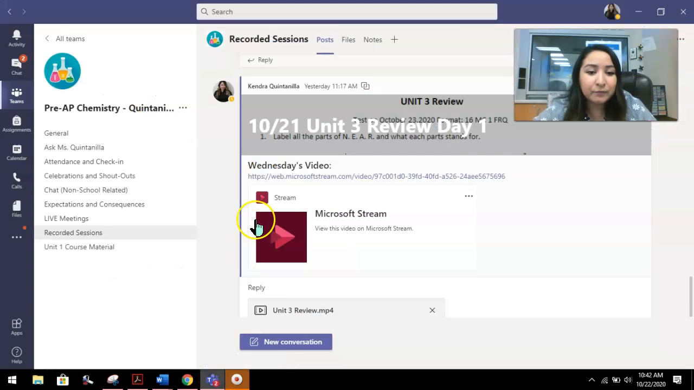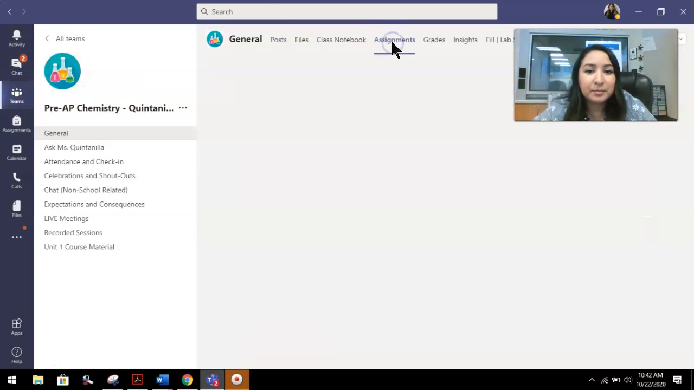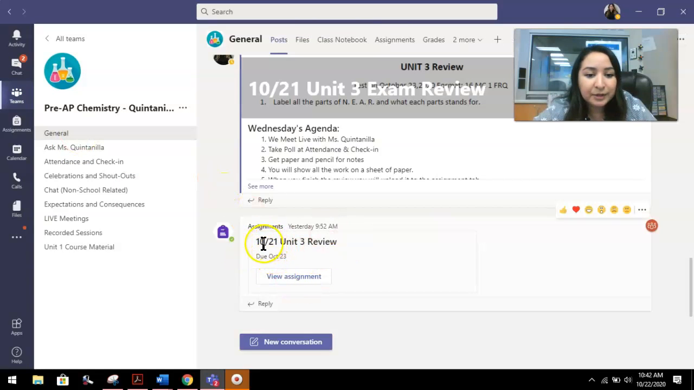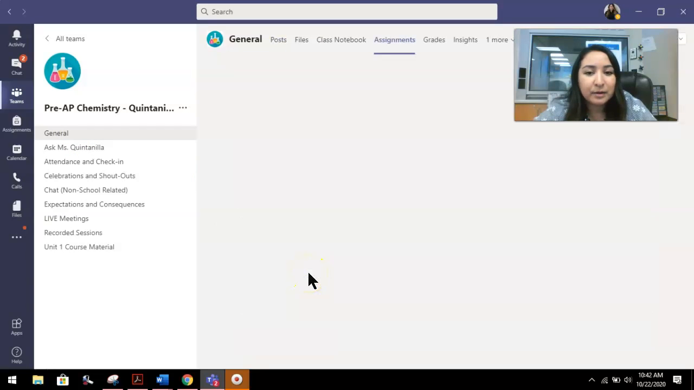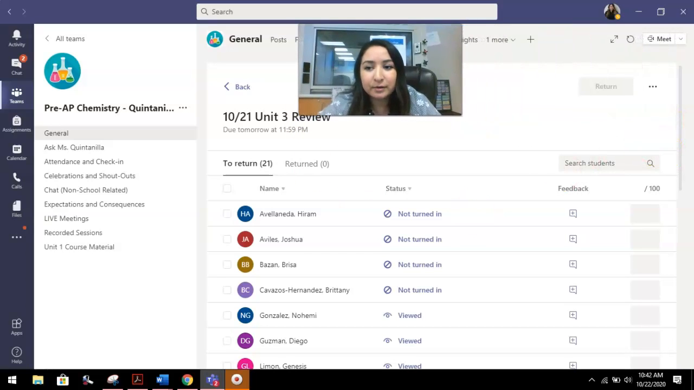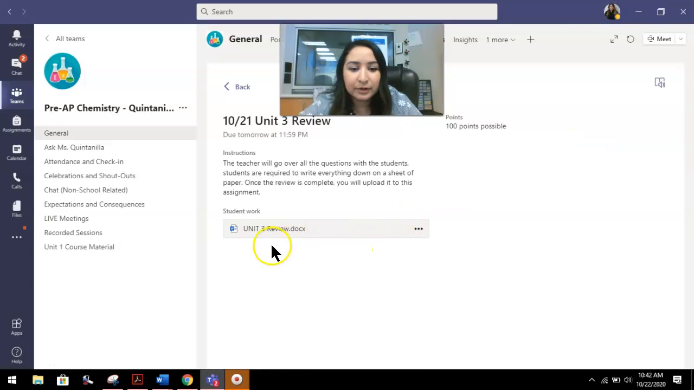Also, now that you have written everything down, you can go to your Teams page. I'm just going to use second period for example. Under the one that says 1021 Unit 3 Review, you click View Assignment. You're going to go ahead and paste your pictures onto here. That's part of the instructions. You're going to upload this to the review assignment. You're going to take pictures and post it up there.